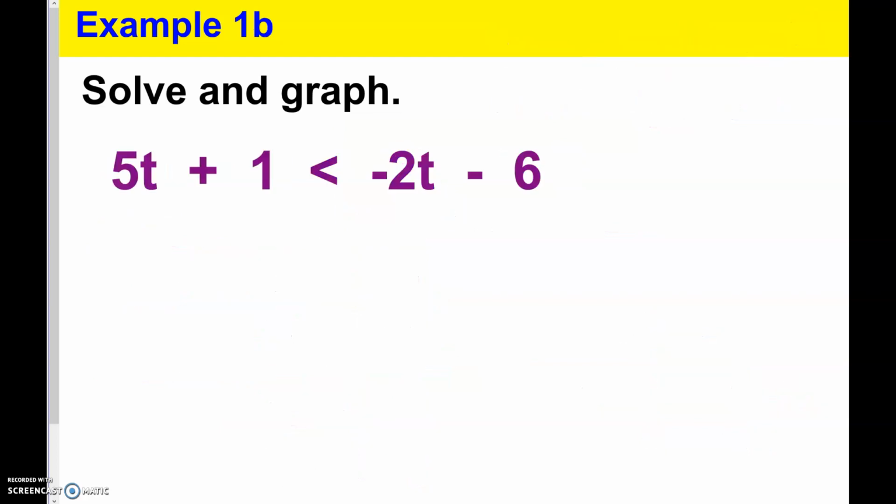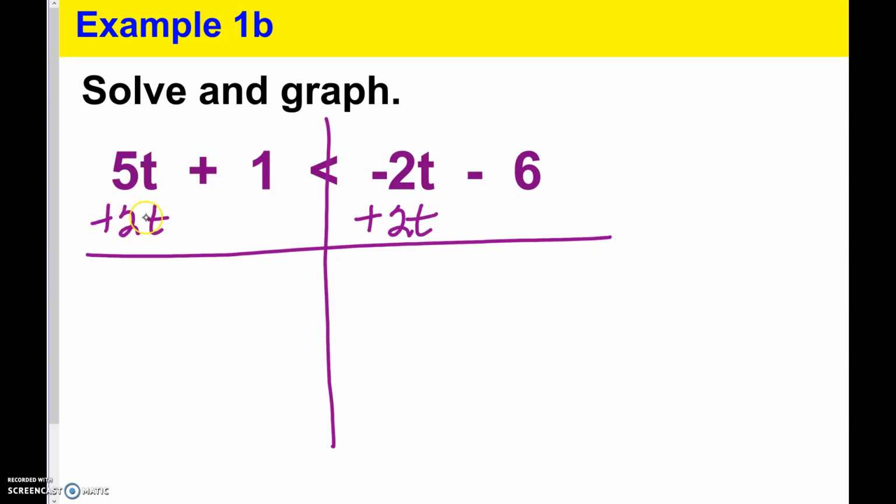All right, second problem kind of looks the same. We've got t's, they're on opposite sides. So I'm going to just draw a line straight down. I'm going to move the smallest letter first. So what's smaller, a 5t or a negative 2t? So because of the negative 2t, I'm going to add 2t to both sides. So 5t plus 2t is 7t. And we just added, so I'm going to leave that symbol the same. A negative 2t plus 2t, that cancels out. And now we have a negative 6.